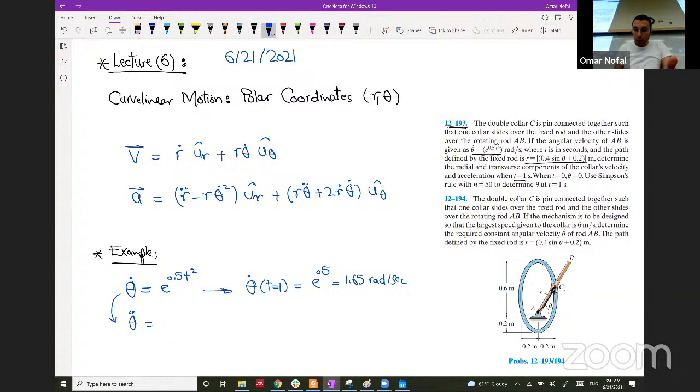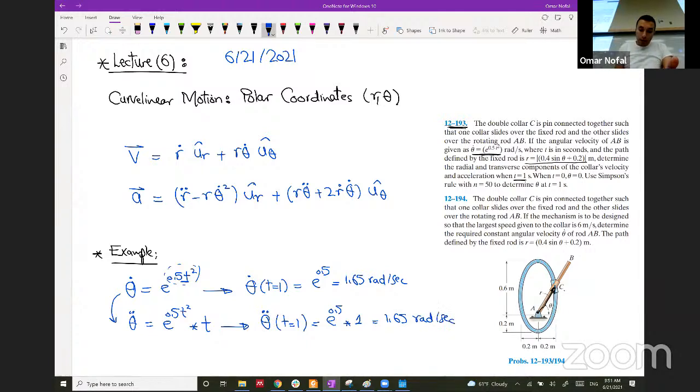If you differentiate this, you differentiate the power term, so it will be e to the power 0.5 t squared multiplied by the derivative of the exponent, which is t. If you want to calculate theta double dot at t equal 1 second, it will give you e to the power 0.5 multiplied by 1. So it should be 1.65 radian per second squared.